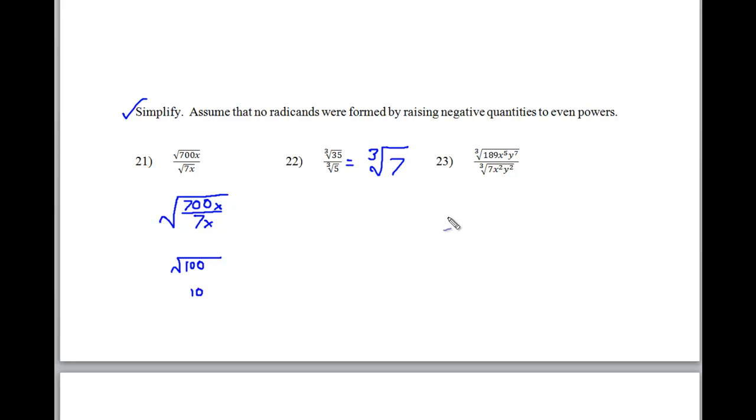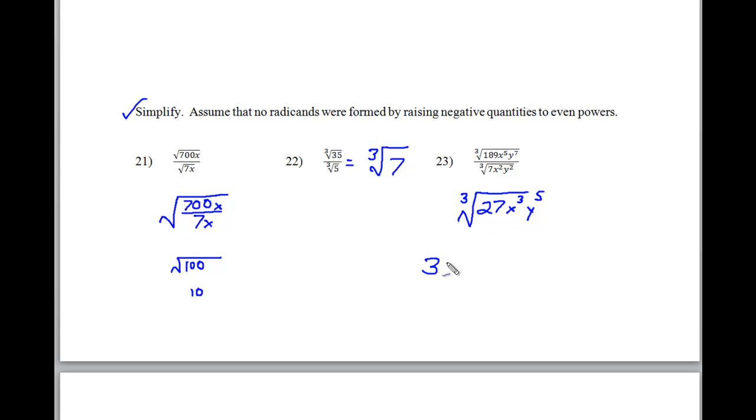This is a problem too that we can do a little bit of work if we put this all under one radical. 189 divided by 7 is 27. X to the fifth divided by x squared is x cubed, because you have 5 on top, 2 on the bottom, and 5 minus 2 is 3. And then y to the seventh over y squared is y to the fifth, because 7 minus 2 is 5. Now the cube root of 27 is perfect because 3 times 3 times 3 is 27. So 3 is the simplified version of the cube root of 27.